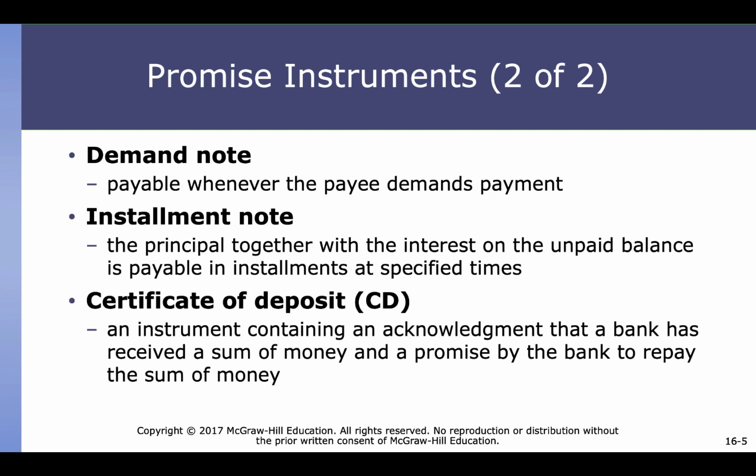There are different kinds. There's a demand note, which is payable whenever the payee demands payment, so at any time. There's an installment note, and that's payable over time. The principal, so the amount we owe, plus interest on the unpaid balance is going to be payable in installments at specified times. And then there's a certificate of deposit. This is made with a bank, and it's an instrument containing an acknowledgement that the bank has received a sum of money and a promise by the bank to repay that sum of money, with interest usually.